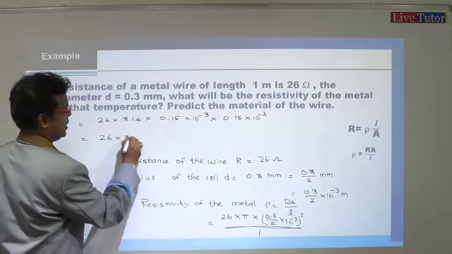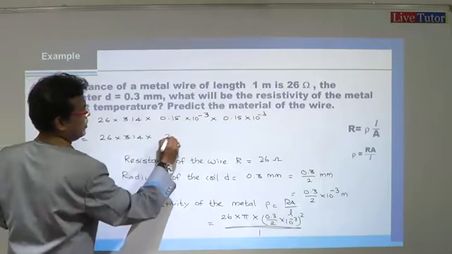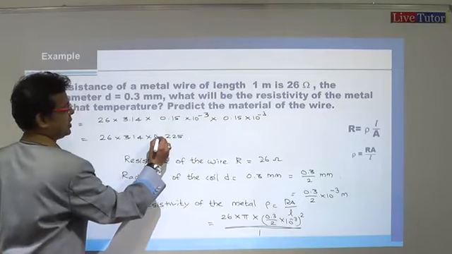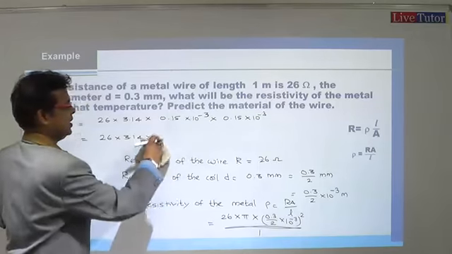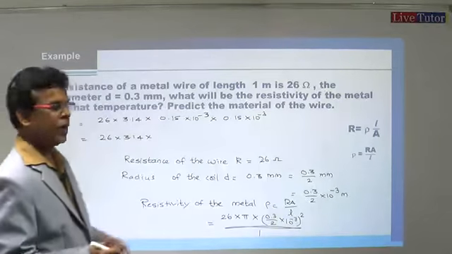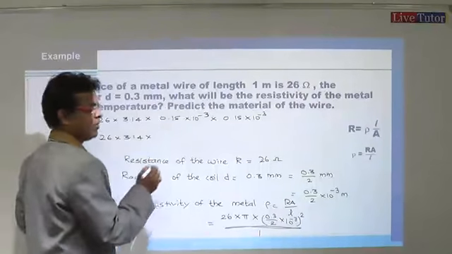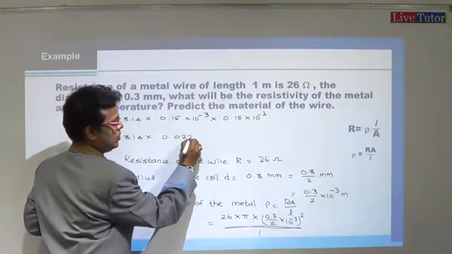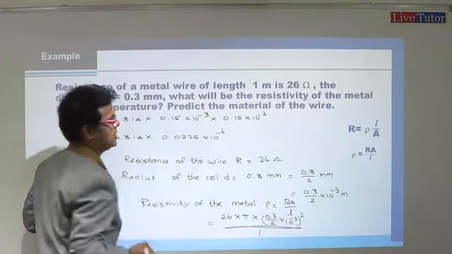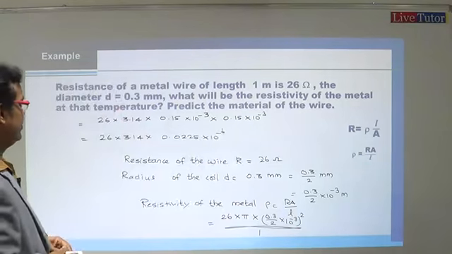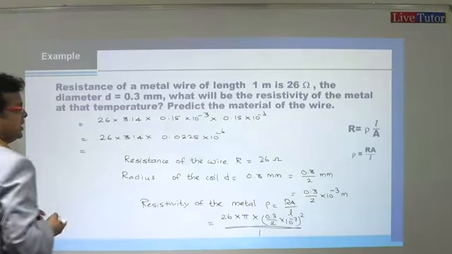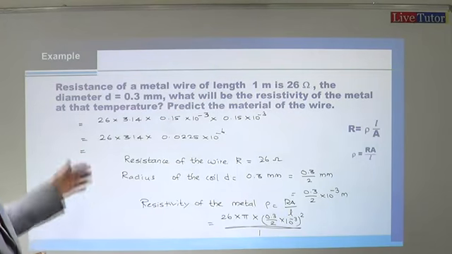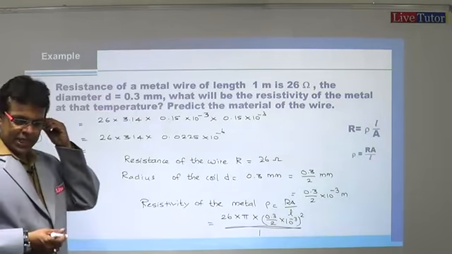26 into 3.14 into, how much is that? 0.15 into 0.15 is 0.0225, into 10 power minus 6. Come on, find out the answer for this. How will you multiply? Now multiply this and find out the answer.